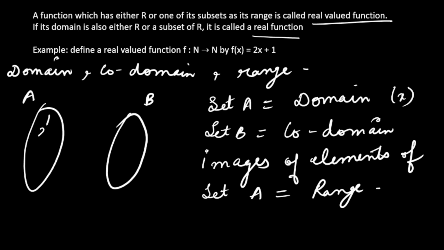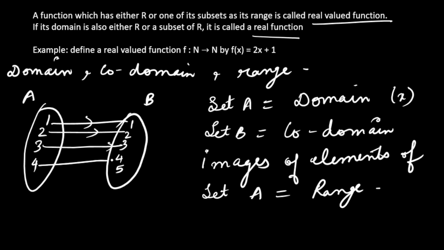Suppose I have 1, 2, 3, 4, and here I have 1, 2, 3, 4, 5. So all the images I am writing: 1 maps with 1, 2 maps with 2, 3 maps with 3, and 4 maps with 4. So here I'll write what is domain. Domain, codomain, and range, all these three are also sets. So that's why we have to write these like we write a set.